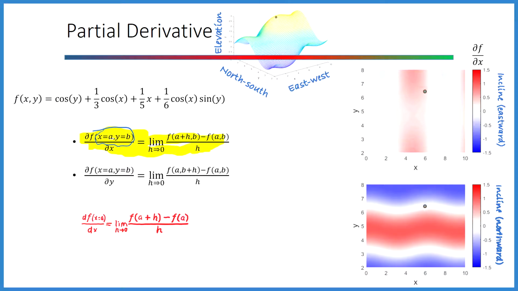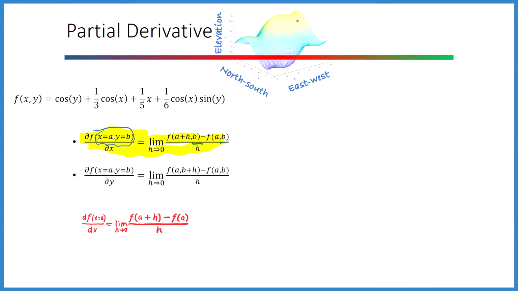The only thing that is different is that in the partial derivative equation, we have f of a plus h comma b and f of a comma b. But remember, b is a constant. It's not b plus h in there or anything like that. We're just evaluating the derivative when y equals b.